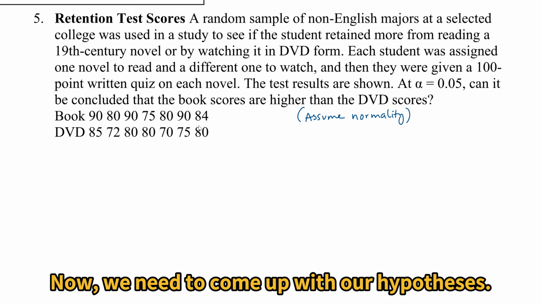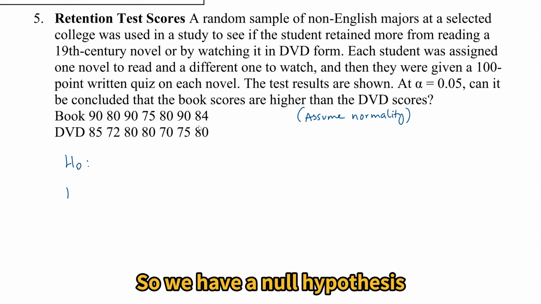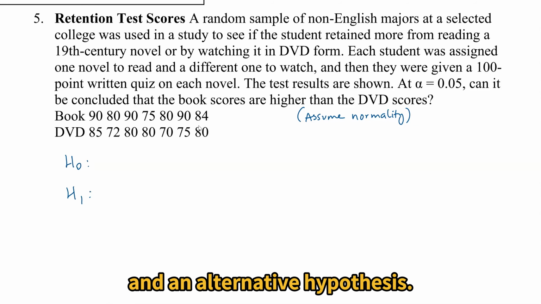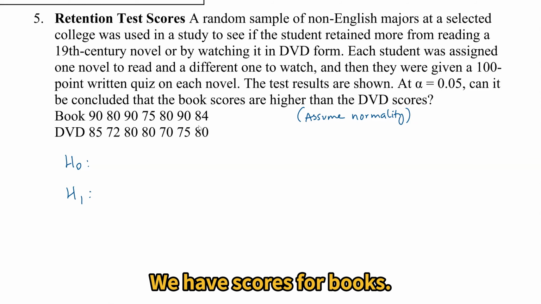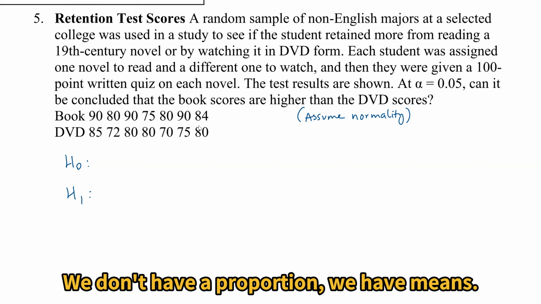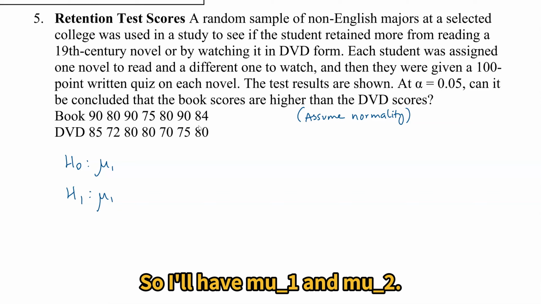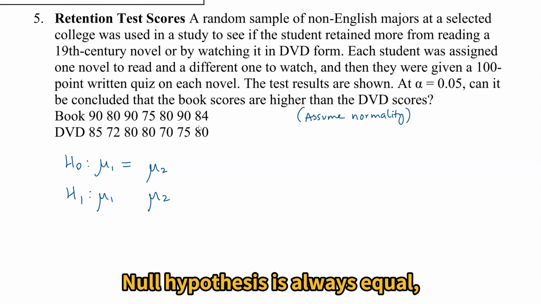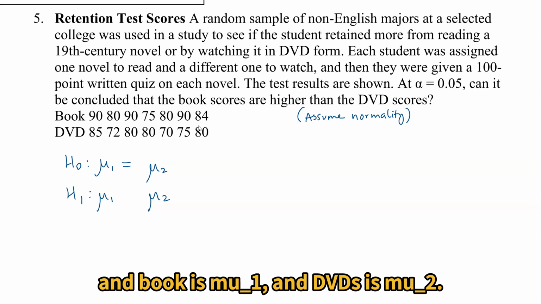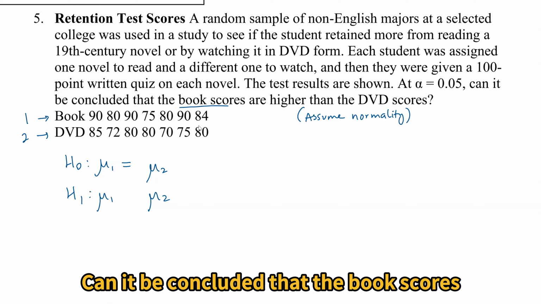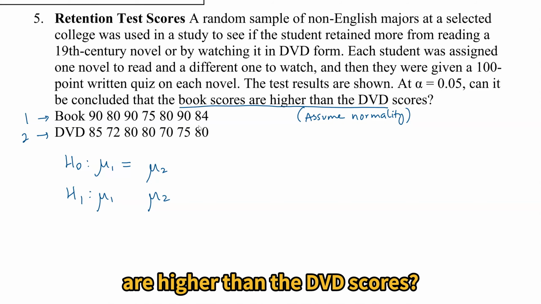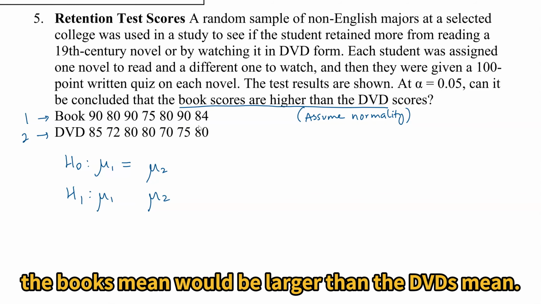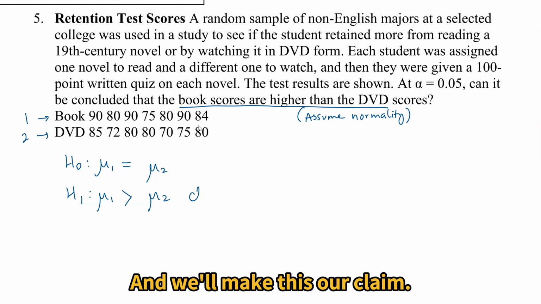Now we need to come up with our hypotheses. So we have a null hypothesis and an alternative hypothesis. We have scores for books. We don't have a proportion. We have means, so I'll have mu1 and mu2. The null hypothesis is always equal, and book is mu1 and DVD is mu2. Can it be concluded that the book scores are higher than the DVD scores? So higher means the book's mean would be larger than the DVD's mean. And we'll make this our claim.